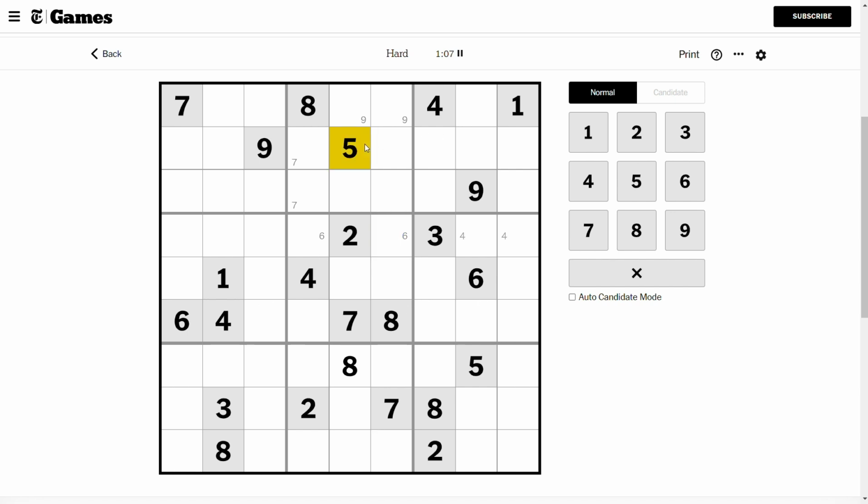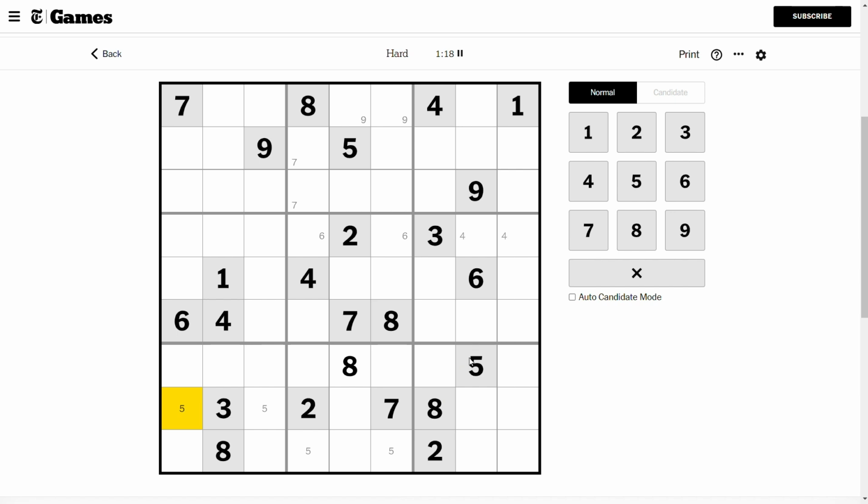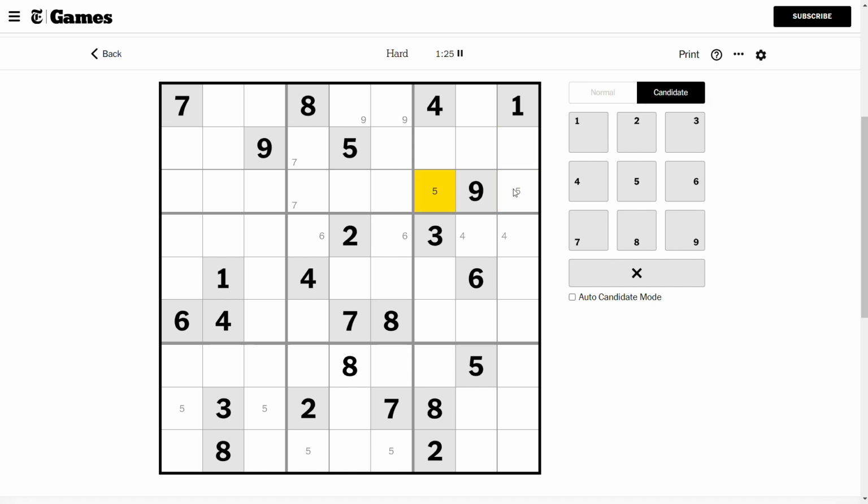This 5 points down and this 5 points left. So in block 8, the digit 5 is forced into row 9, and then these 5s point left. We also got this 5 pointing up and this 5 pointing right to force the digit 5 into row 3 in block 3, and then these 5s point left.